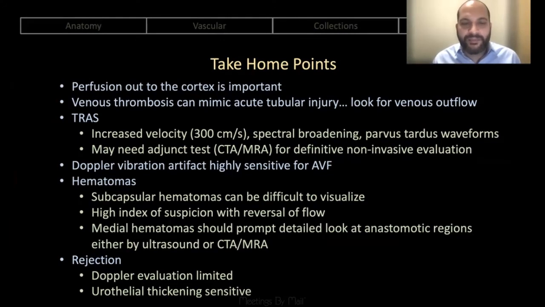When we think about hematomas, subcapsular hematomas can be difficult to visualize. So when we see reversal of flow, we should think about that with high suspicion. And when we see a medial hematoma, really look at the anastomotic regions as best as possible with ultrasound. If we don't see it well, consider a CTA or MRA. And then finally, Doppler evaluation for rejection is probably limited, and we should look for urothelial thickening, which is a sensitive feature.